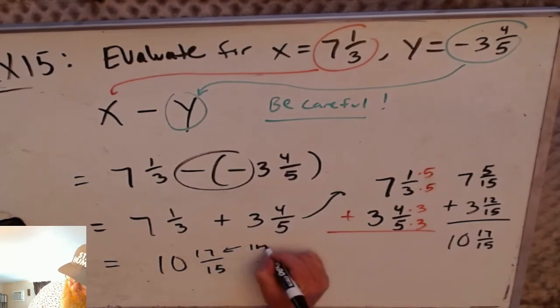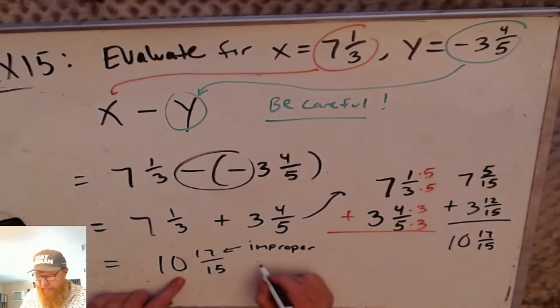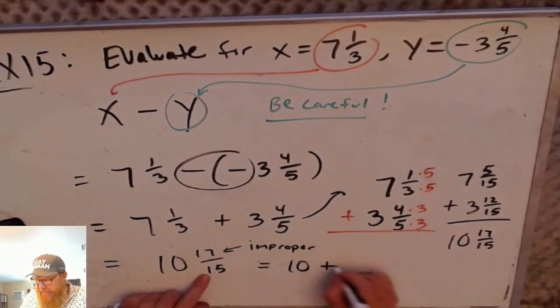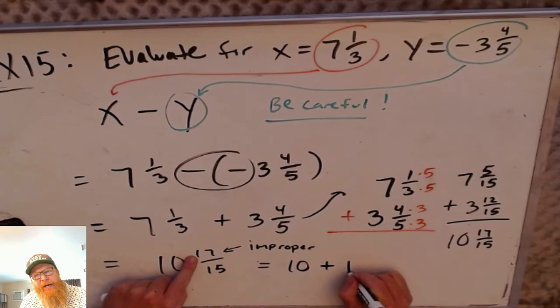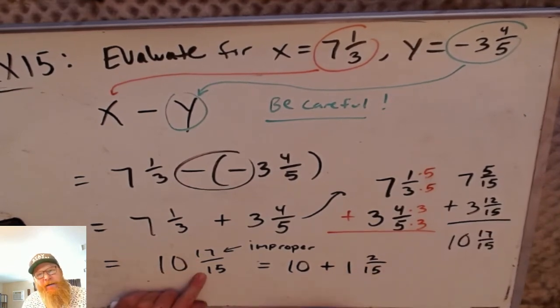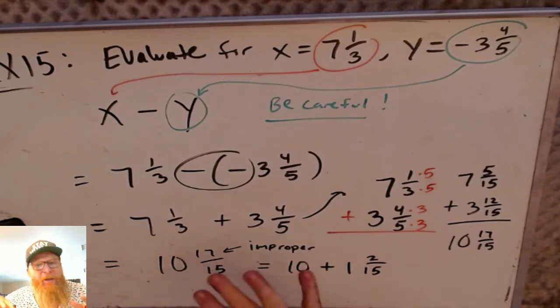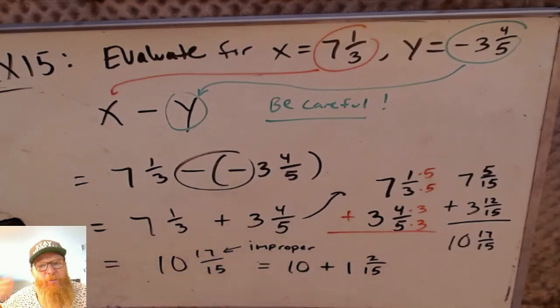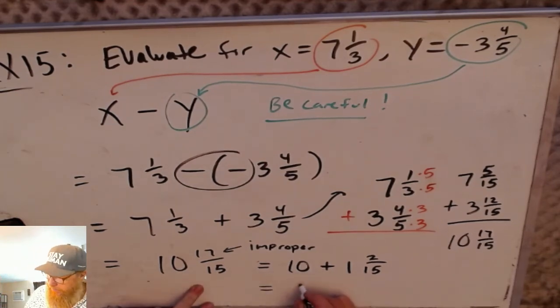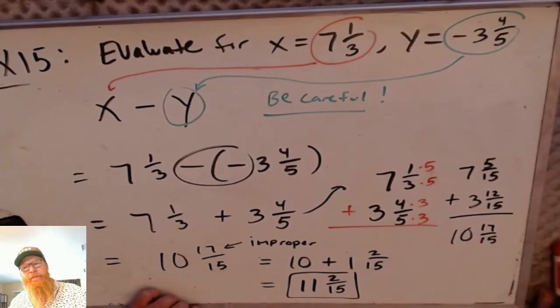And that's improper, so we need to divide it. 15 goes into 17 one time with a remainder of 2. Again, I just did that one in my head. With mixed numbers and improper fractions, especially when the numbers are small, and these are relatively small numbers, you want to be able to just think it out. 10 plus 1 is 11 2/15. And that's your final answer.